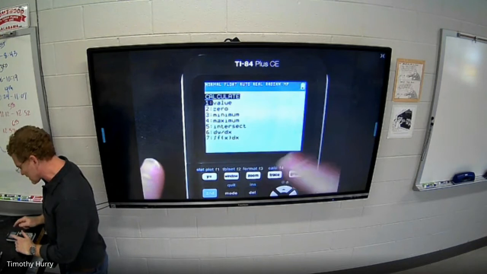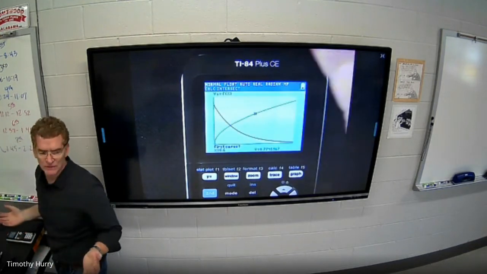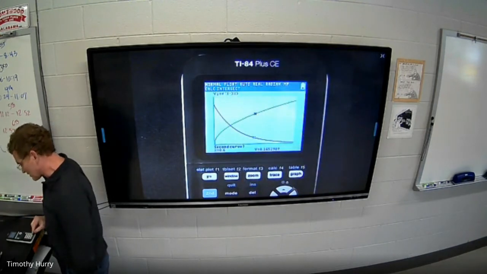Second, calculate, intersect. And it's going to ask you, hey, what curves? Well, I only have 2. Is that the first curve? Yes. Is that the second curve? Yes.